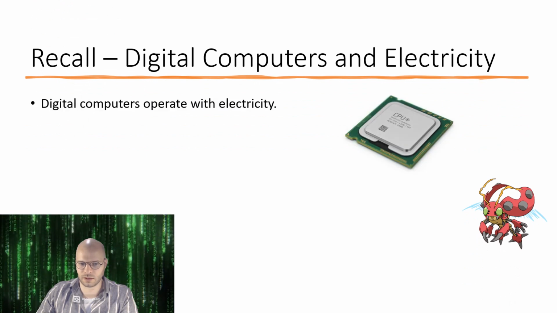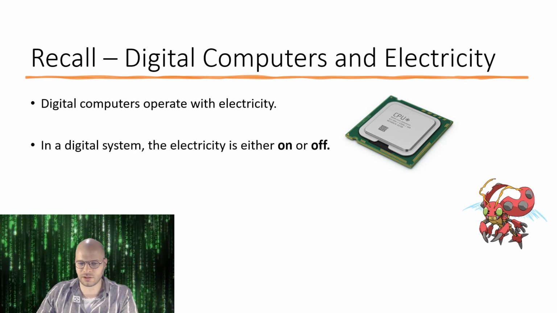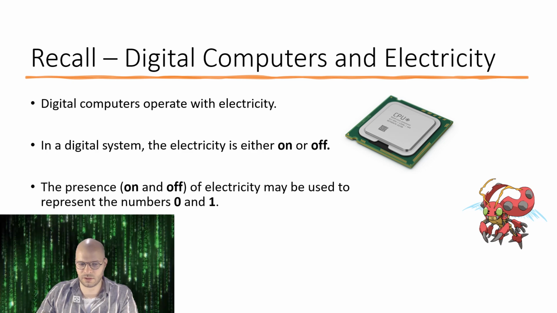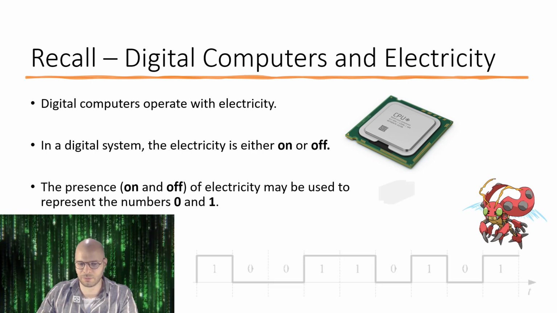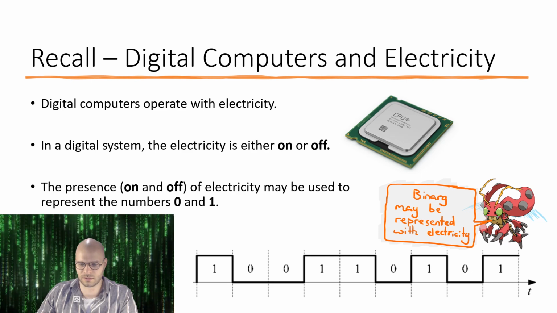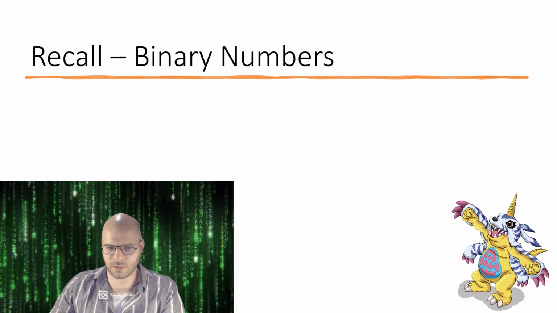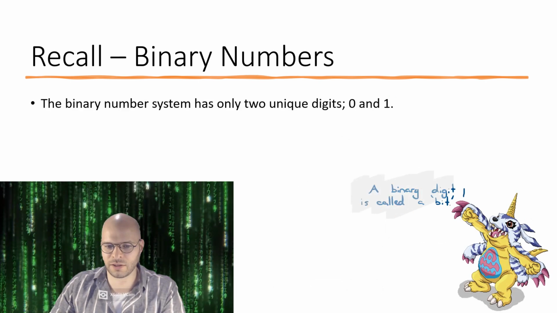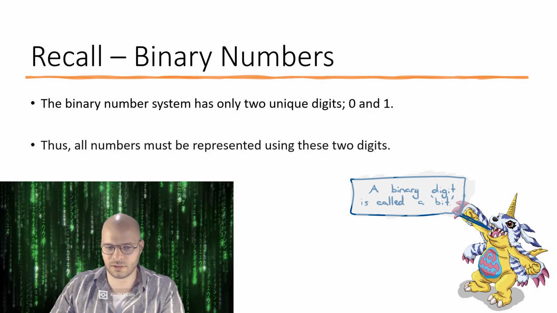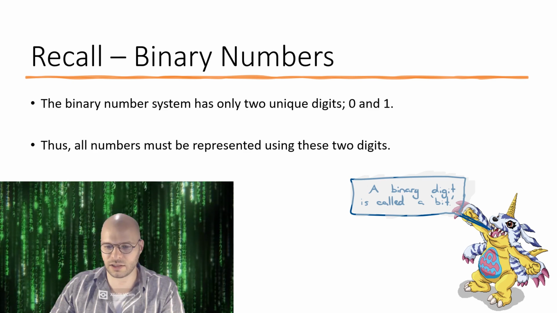Recall, digital computers operate with electricity. In a digital system, the electricity is either on or off. The presence of electricity may be used to represent the numbers 0 and 1. Recall, the binary number system has only two unique digits, 0 and 1. Thus, all numbers must be represented using these two digits.